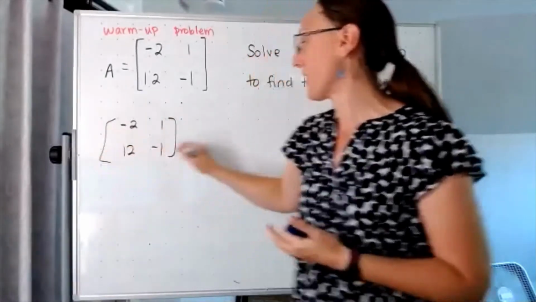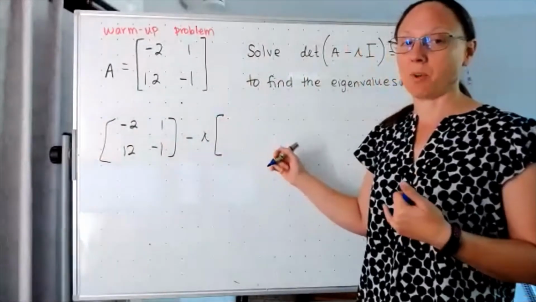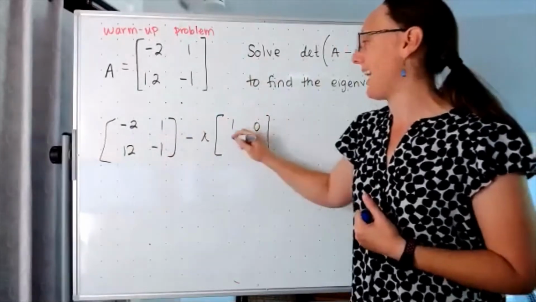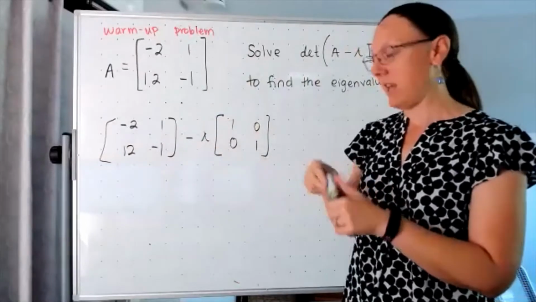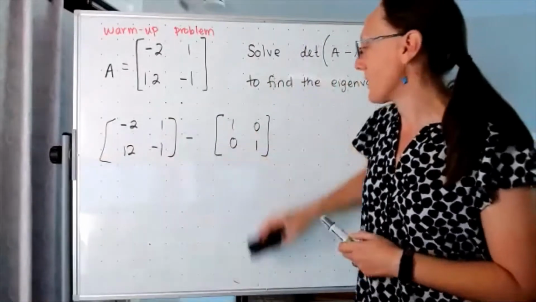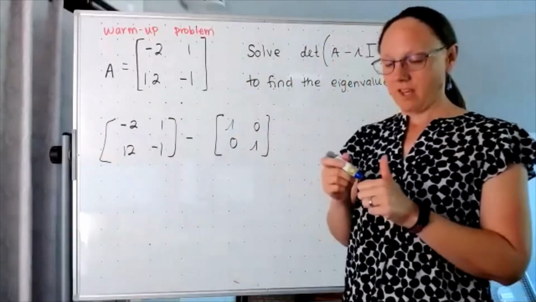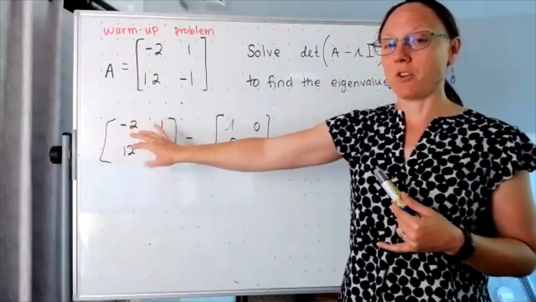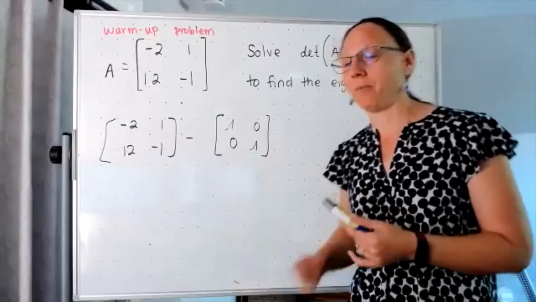Here's our A matrix. And when we're subtracting lambda times the I matrix, it's important to note that because this is 2 by 2, I need the 2 by 2 identity matrix. I'm going to go ahead and multiply that lambda in right now. And because lambda times 0 is 0, this matrix just becomes a matrix with lambdas on the diagonal. Same thing happens every time we're doing this.